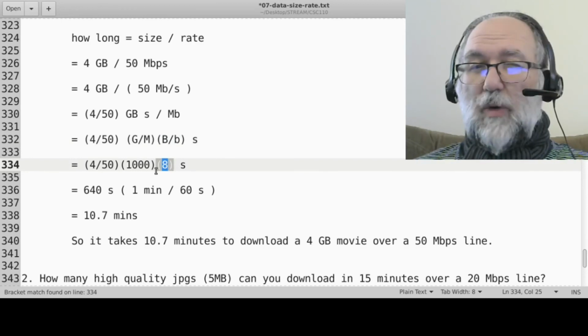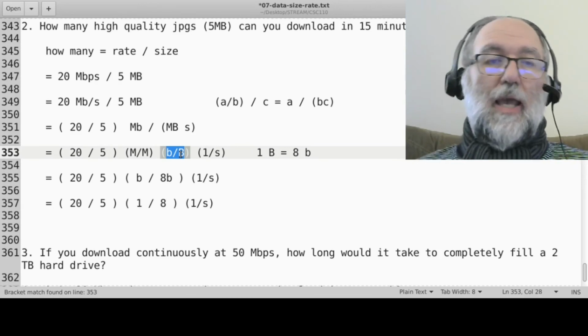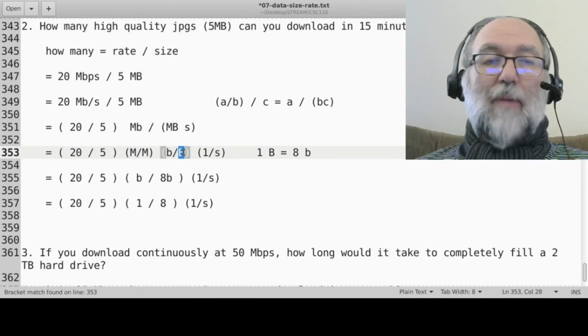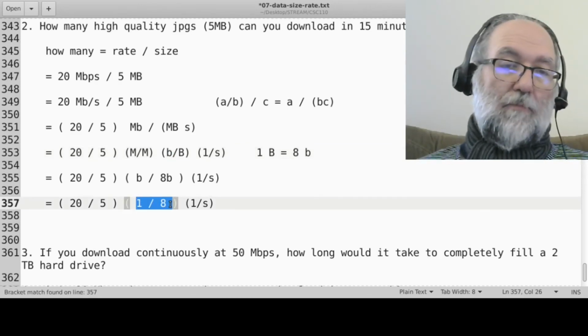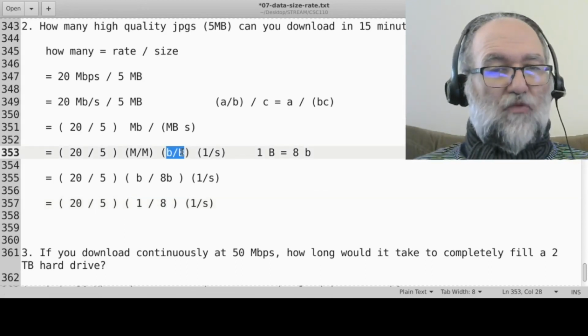Okay, but in this problem we didn't have bytes divided by bits. We had bits divided by bytes, and a bit is 1/8 of a byte, and that's why we're getting 1 over 8 here. Okay, so I hope that helps you to understand how to interpret this fraction here.